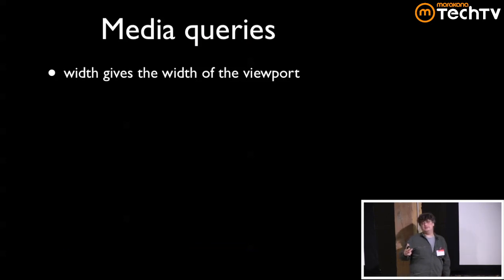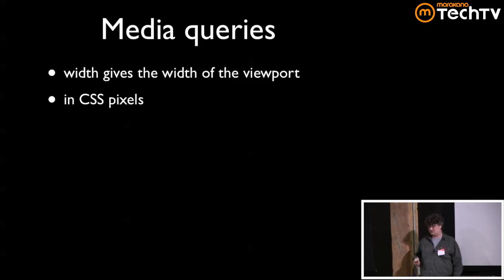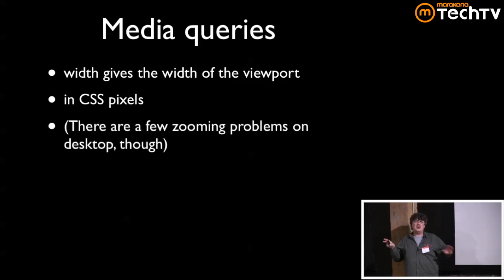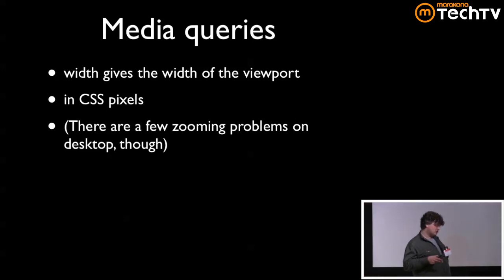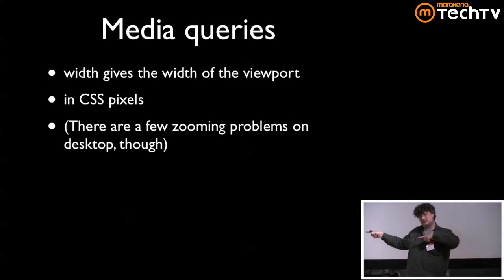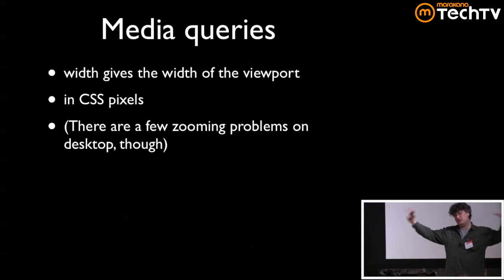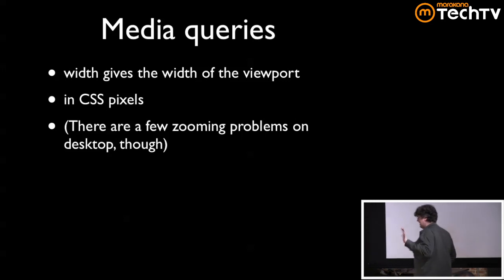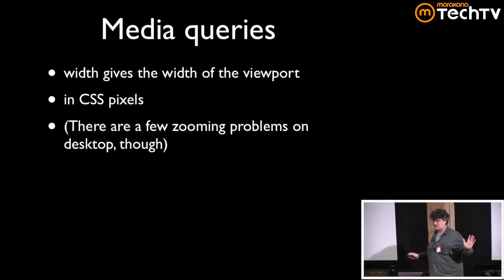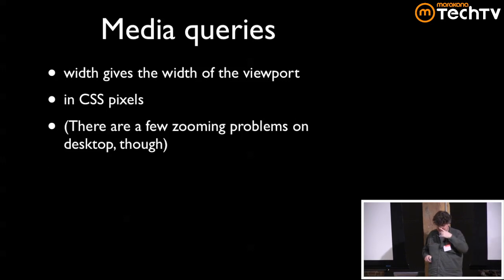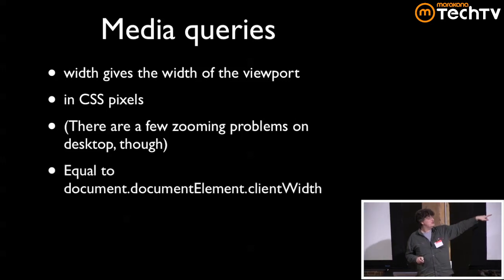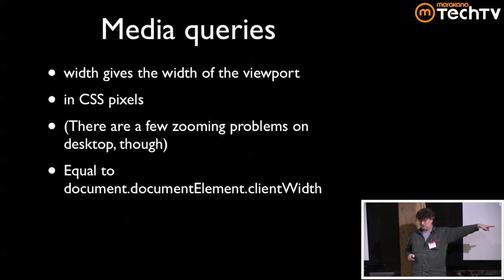The width media query gives you the width of the viewport in CSS pixels, and now that's a lot more interesting to us. Unfortunately, there are a few zooming problems on desktop, and I am not going to go into them, mostly because I haven't studied them well. Back in the day when I did this research, I saw there were problems with basically the viewport in the browser window, especially when you zoom in and out of the site, but I haven't really studied them carefully. So I'm not going to give you details. There are some problems. The width media query is equal to document element client width. Yes, in all browsers, and I tested quite a few, and I was totally surprised by this.